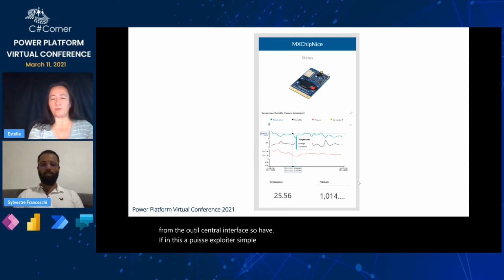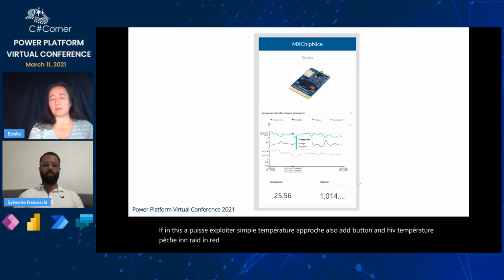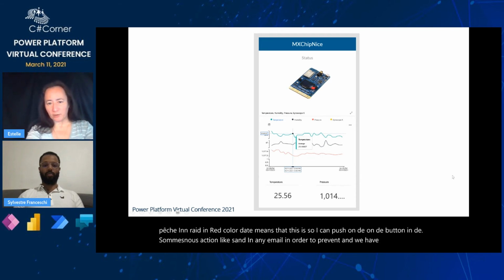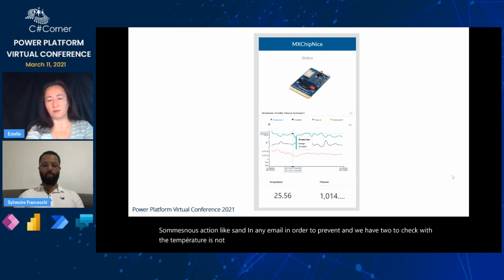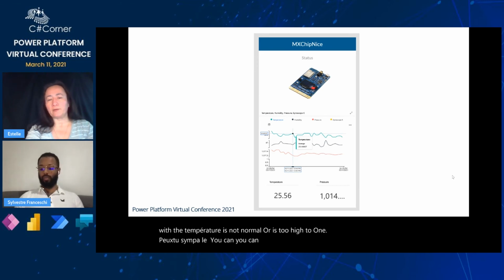In this app, temperature and pressure are also buttons, and if temperature or pressure appears in red color, that means that there is an alert. So I can push the button, and I'm going to trigger some new action, like sending an email in order to warn that we have to check why the temperature is not normal or is too high. That's why. So it's pretty simple, but you can create everything you want depending on your needs.